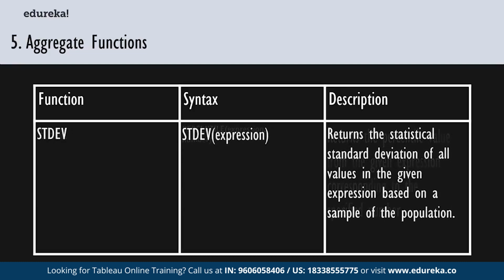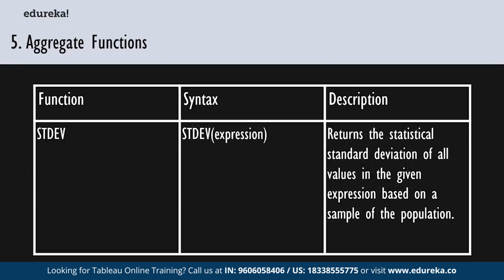Next, we have standard deviation, which returns the statistical standard deviation of all values in the given expression based on a sample of the population. Now, the same thing for the entire population and not the sample is the standard deviation of population. It basically returns the statistical standard deviation of all values in the given expression based on a biased population.